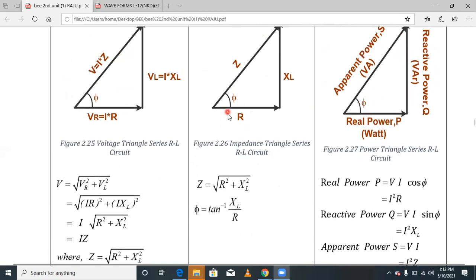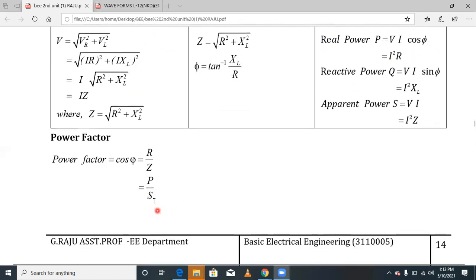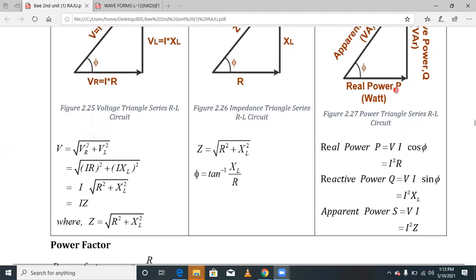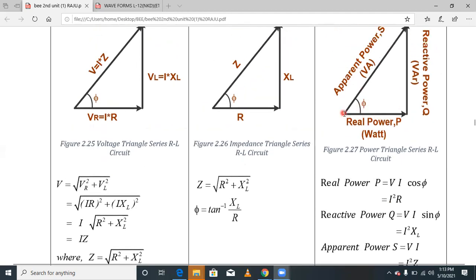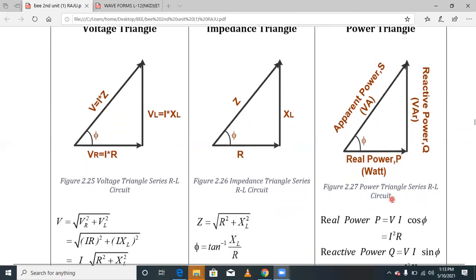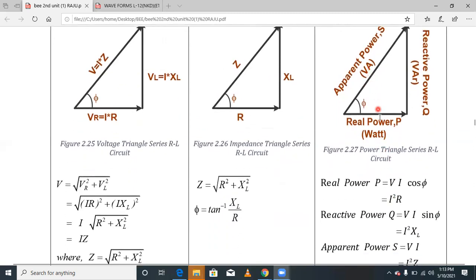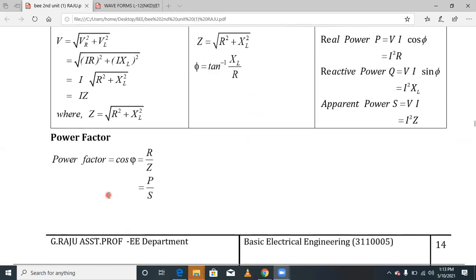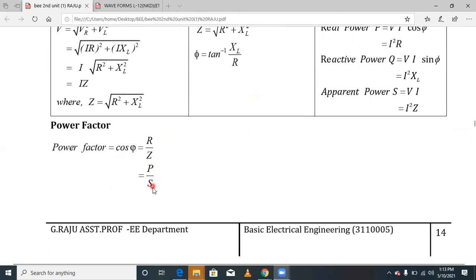From this impedance triangle, what is cos phi here? R by Z, adjacent by hypotenuse. And from the power triangle, cos phi is adjacent by hypotenuse, that is P by S, active power by apparent power, kW by kVA, watts per VA. That is called the power factor. Power factor cos phi is equal to R by Z, that is kW by kVA.